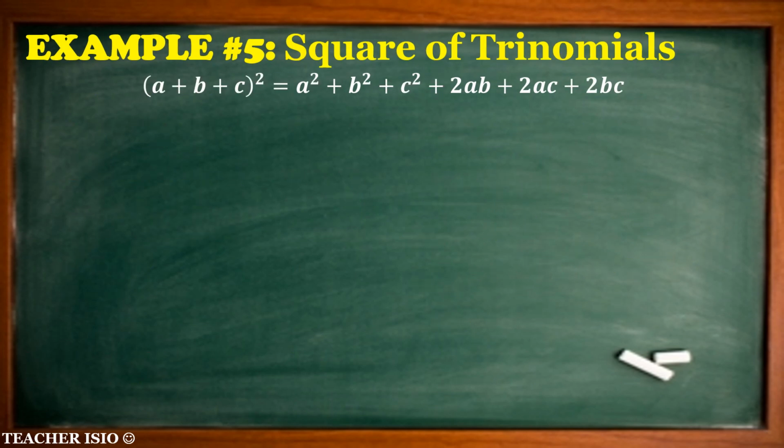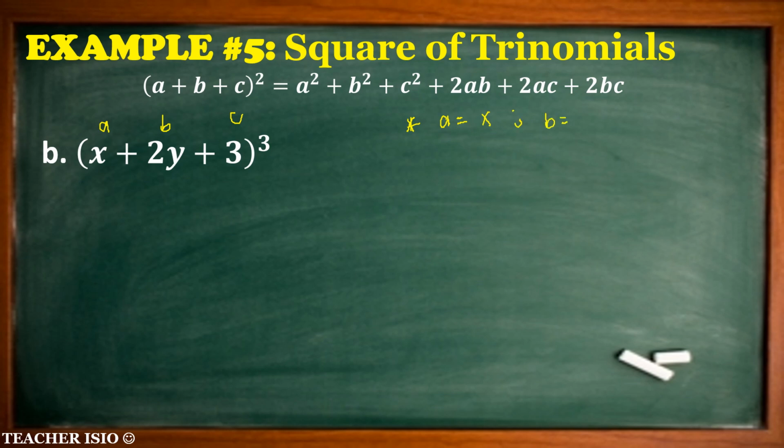So now let's have example number 5, square of a trinomial. We have this given (x + 2y + 3)^3. So let's take note that this is our a, b, and c. So a equals x, b equals 2y, and c is equal to 3.